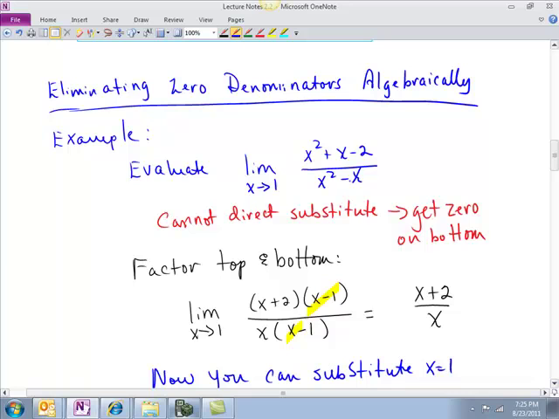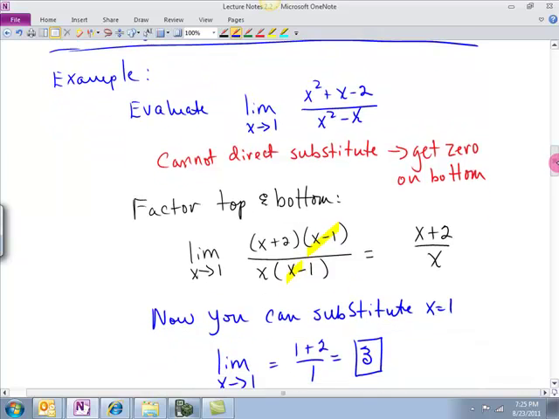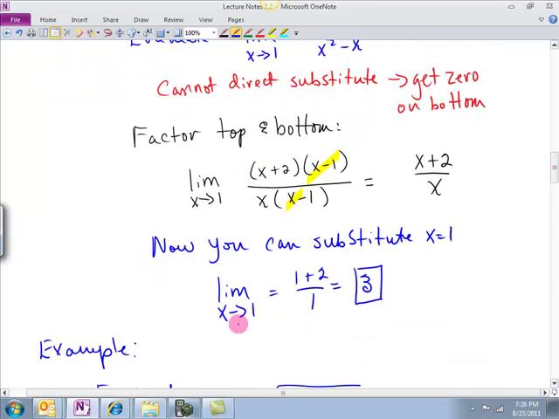It goes to 0, so we can't direct substitute. So try factoring. That's the first thing you want to try. If I factor the top, I've got x plus 2 and x minus 1. On the bottom, I've got x times x minus 1, which allows me to cancel out. And now I'm taking the limit as x approaches 1 of this. Does that work? Yeah, substitute 1, and you get 1 plus 2 over 1, which is 3.